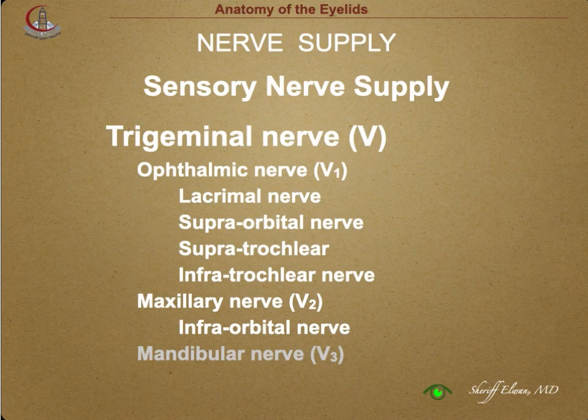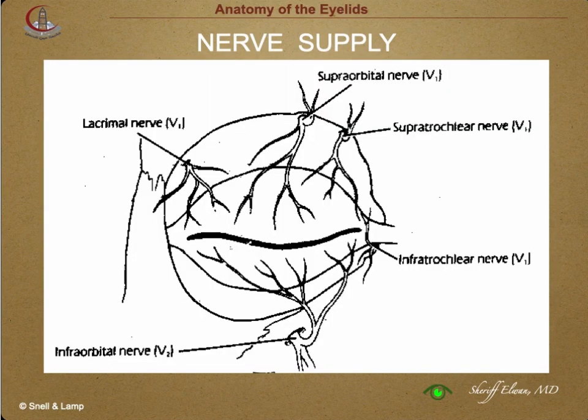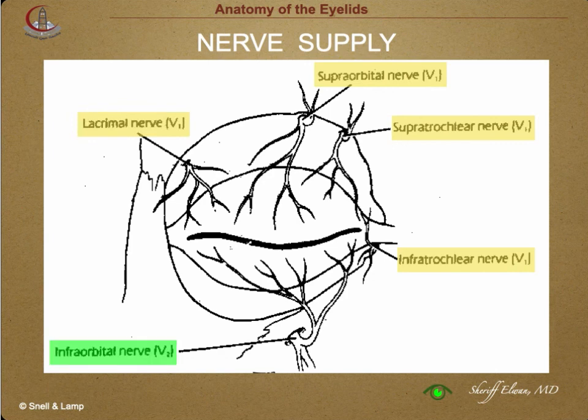Now the sensory nerve supply of the eyelids is coming from the trigeminal nerve via its first branch, the ophthalmic, and second branch, the maxillary. The ophthalmic is via the lacrimal, supraorbital, supratrochlear, and infratrochlear branches, and the maxillary via the infraorbital branch. Here are the supraorbital, supratrochlear, infratrochlear, and lacrimal branches of the ophthalmic nerve, and the infraorbital branch of the maxillary nerve.